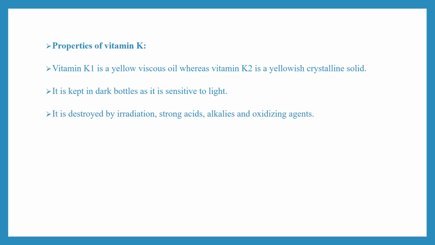Properties of vitamin K. It looks like a yellow viscous oil. This is a yellowish crystalline solid. It is sensitive to light, because of that it is always kept in dark bottles. It is destroyed by radiation, strong acids, alkalis, and oxidizing agents.